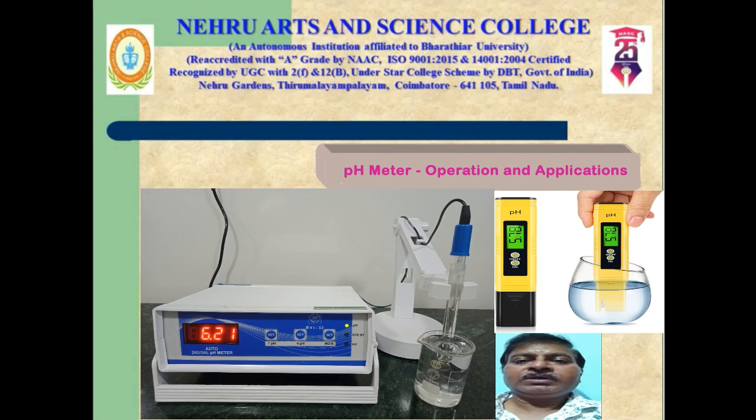At the same time, we have an instrument called pH meter, the latest one, that is going to give the accurate amount of H plus ion present in a solution. For that purpose, this pH meter is used. This pH meter has a basic principle, and based on that principle only it is functioning. So in this session we are going to learn about the basic principle, the operation steps, and the important applications of the pH meter.